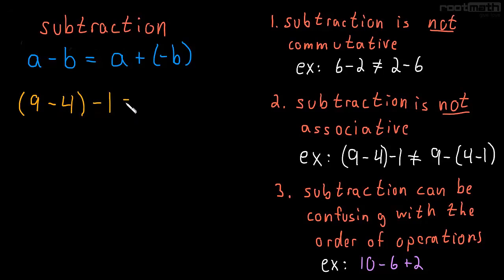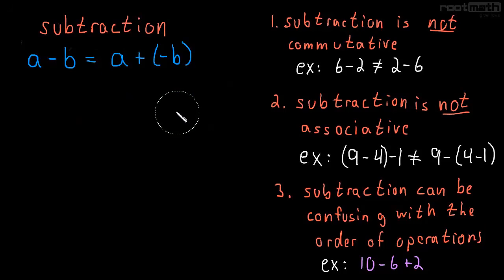9 minus 4, parentheses 9 minus 4 end parentheses, minus 1, is equal to 9 plus negative 4 plus negative 1. And now this is all addition, and since addition is associative, it doesn't matter where we put the parentheses. We could put them around the 9 plus the negative 4, or around the negative 4 plus the negative 1. Why don't you try doing that at home? See if you get the same answer. You should, because addition is associative.